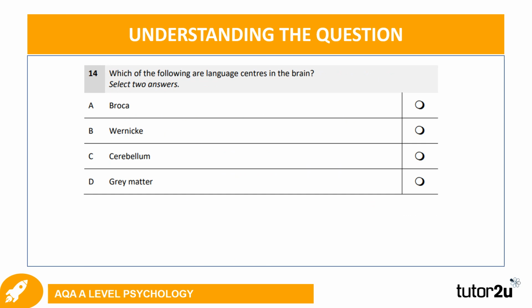Question number 14, hopefully a nice straightforward one for you. So which of the following are language centers in the brain? Is it Broca, Wernicke, the cerebellum, or grey matter? Again, two answers for this one.